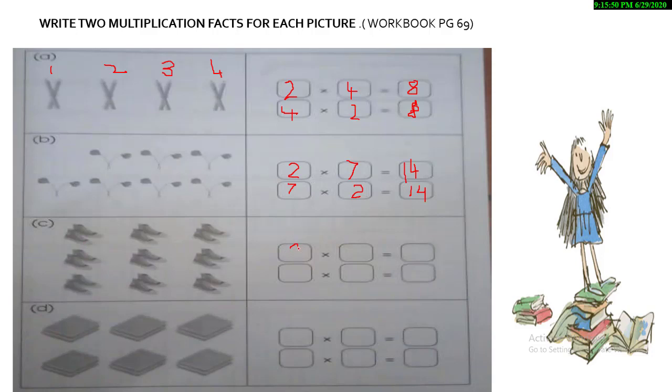Now how many shoes are there in each pair? 2. And how many groups are there? There are 9 groups over there. So 2 9s are 18. And now change the places. 9 and 2. Okay, my 9 got a bit wrong. So just make sure that your handwriting is very neat. I am writing with the help of a mouse, okay? So don't laugh at my bad handwriting.